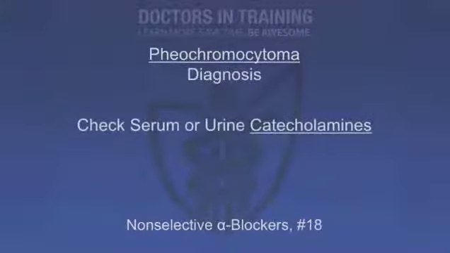So how do you diagnose it? Well, it's made by measuring serum catecholamines, norepinephrine or epinephrine, in either a 24-hour urine collection or in the serum. And then you're also going to want to do a CT scan or an MRI to help localize the tumor. And again, it's usually in the adrenal gland.